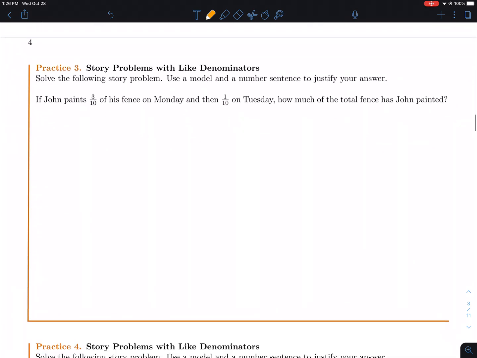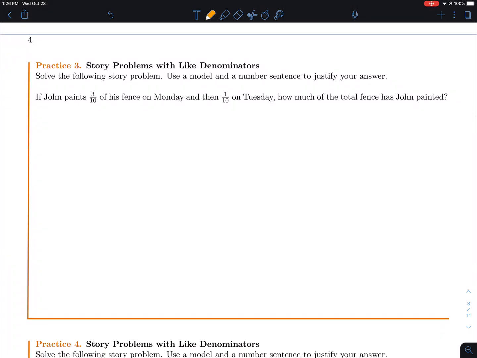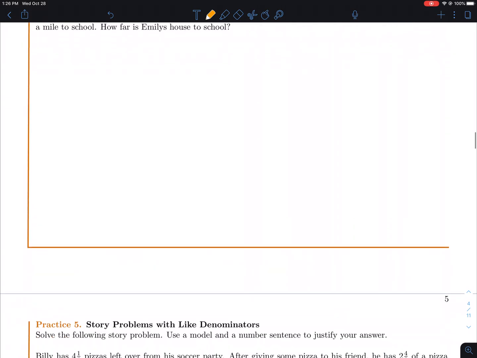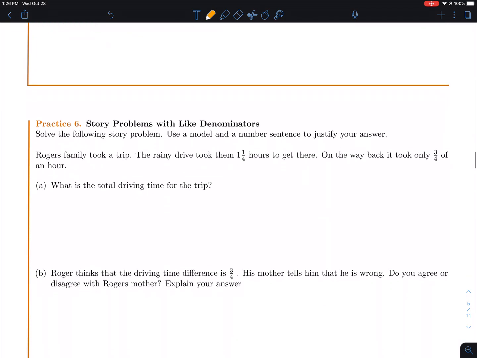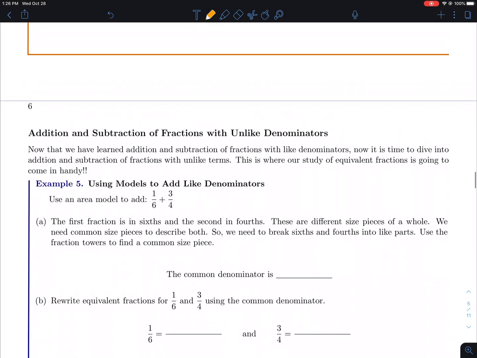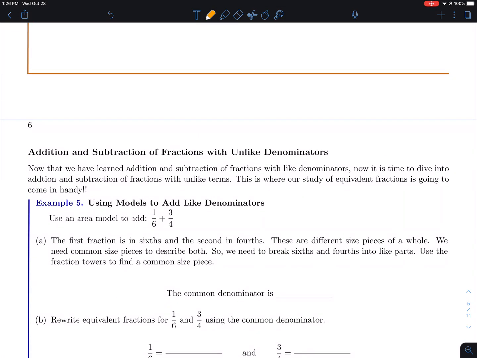And then practice 3 has you practicing some story problems with like denominators. Same with practice 4, practice 5, practice 6. And then when you're done with that, come on back and then we'll talk about addition and subtraction of fractions with unlike denominators in this case. So at this point, practice these problems and then come back and be ready for the next video.